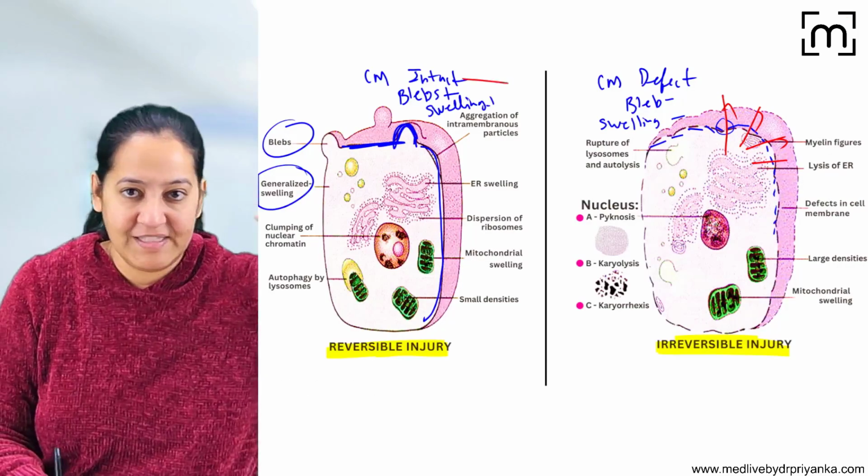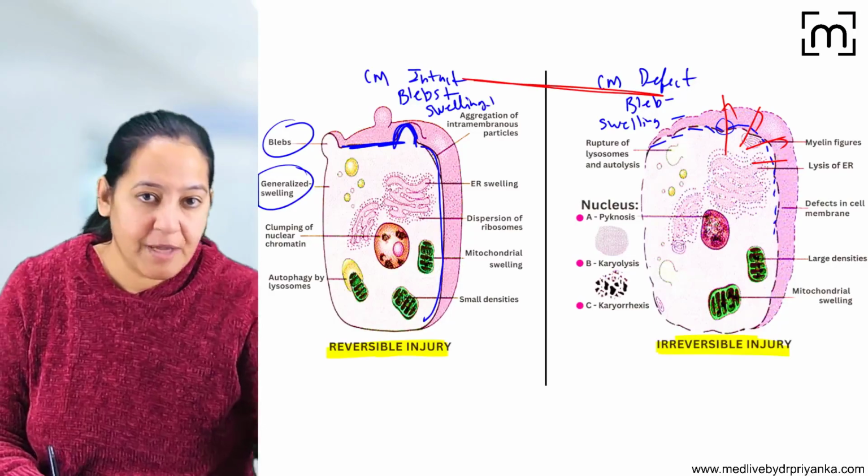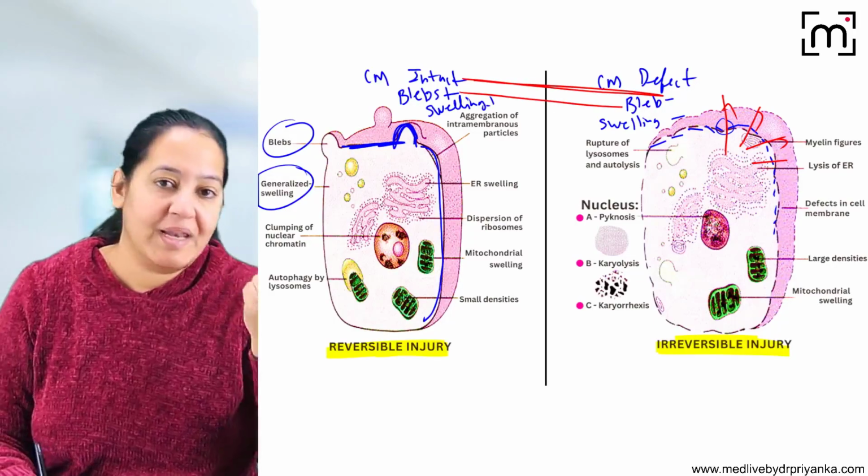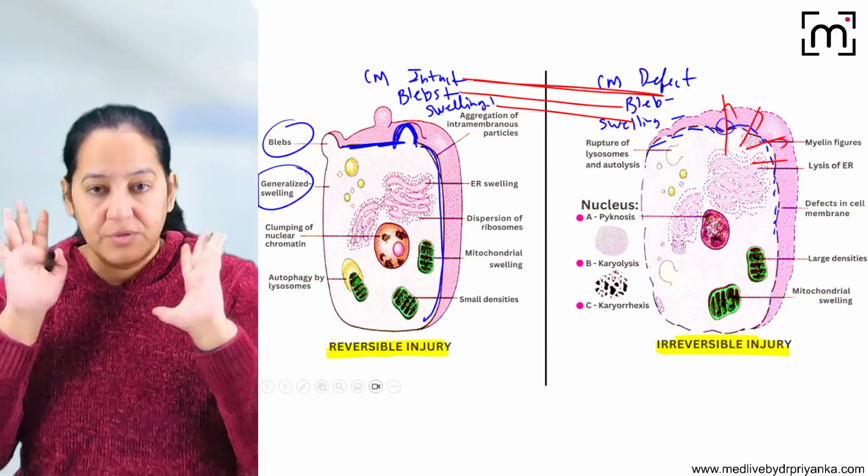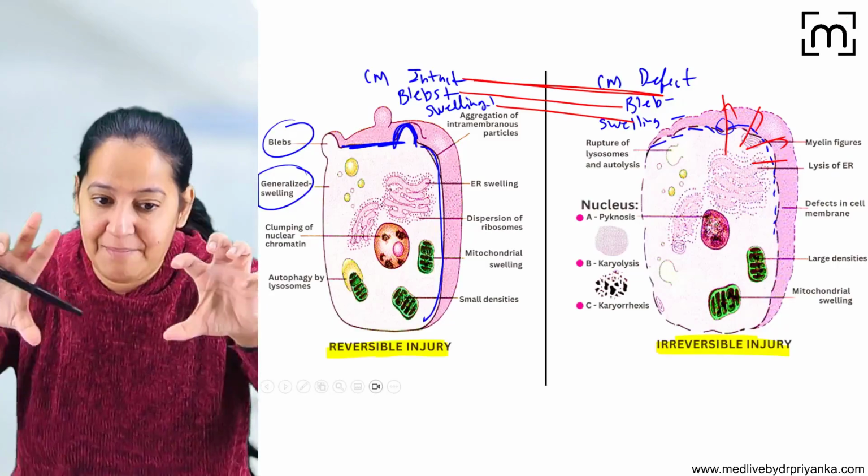So compare. Here the cell membrane is intact, here the cell membrane is defective. Here blebs are present, here blebs are absent. Here swelling is present, here swelling is absent. So these are the 3 differences in the cell membrane.